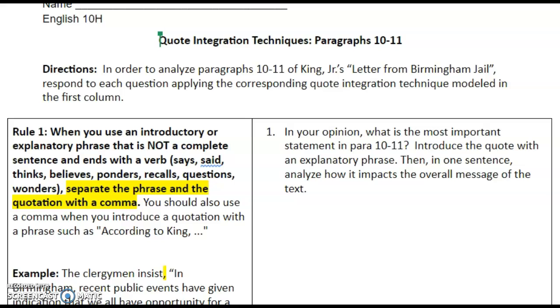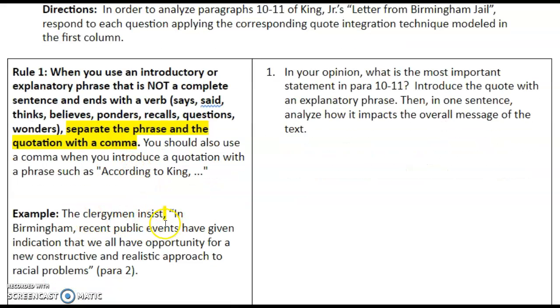And this also applies to introductory quotes, like according to King. So this is your statements like the text says, the author stated. After you said or stated, or insist, or asserts, you put a comma and then your full sentence quote. So my example says, the clergyman insists, comma. So to me the comma is just signaling now I'm going to give you a full sentence quote. In Birmingham, recent public events have given indication that we all have opportunity for a new constructive and realistic approach to racial problems. And then I would analyze further there.